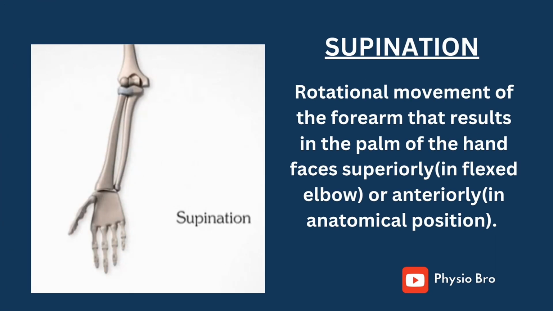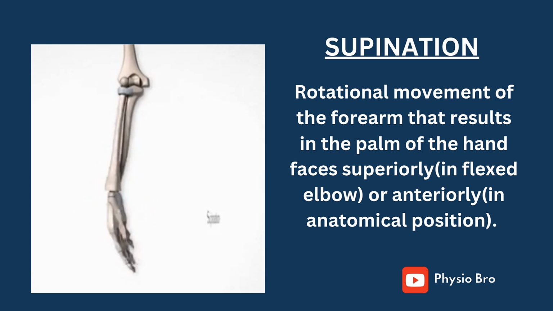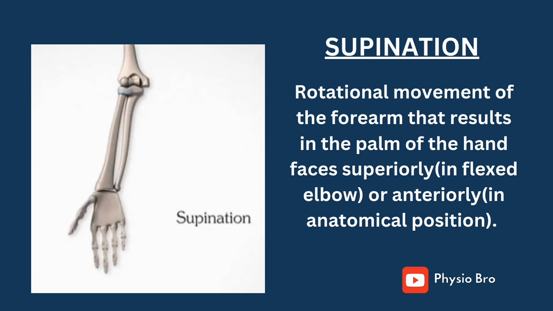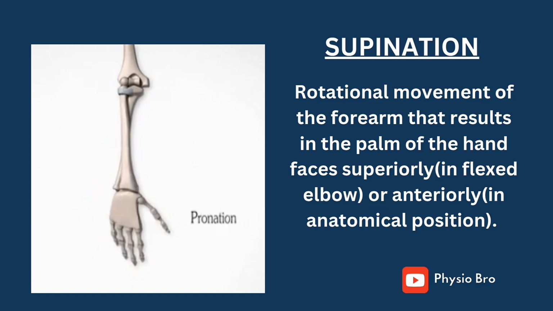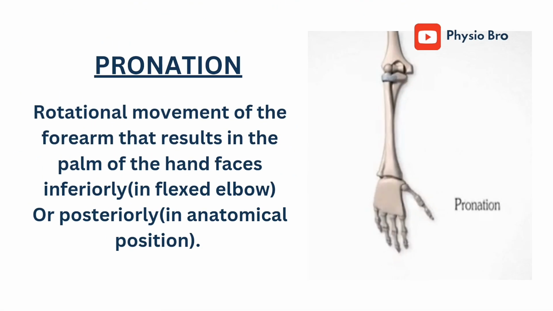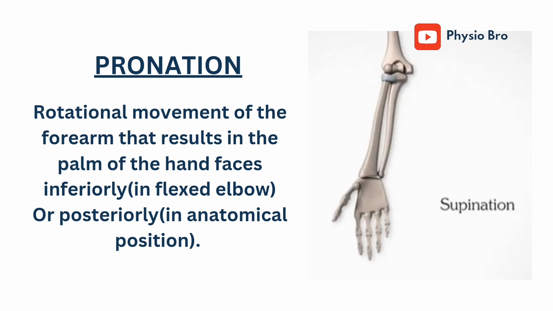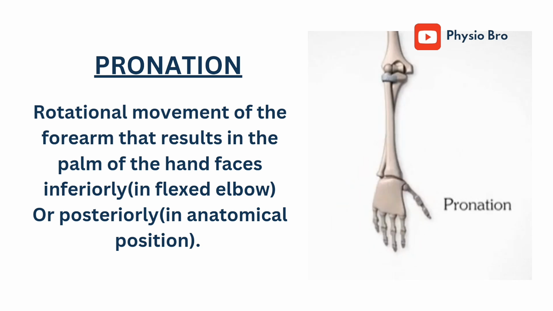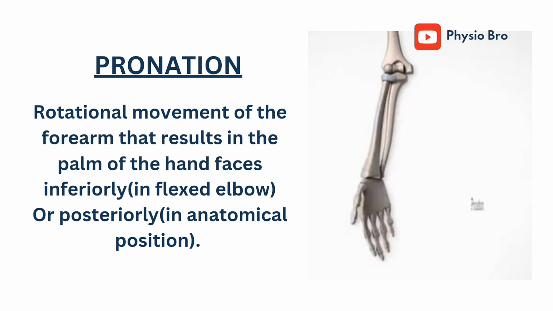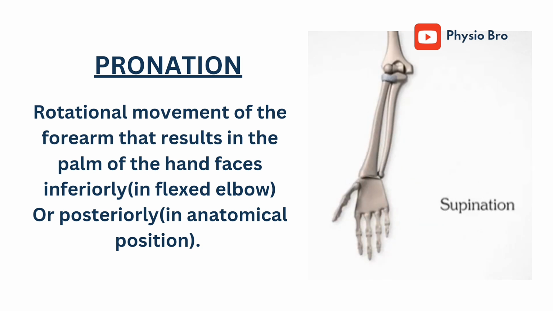Supination. Supination is a rotational movement of the forearm that results in the palm of the hand facing superiorly in a flexed elbow, or anteriorly in the anatomical position. Pronation. Pronation is a rotational movement of the forearm that results in the palm of the hand facing inferiorly in a flexed elbow, or posteriorly in the anatomical position.